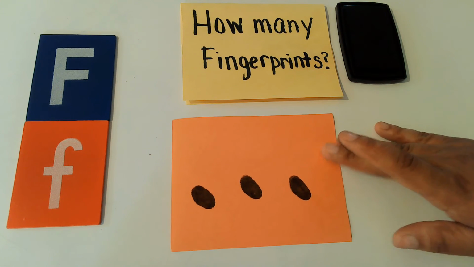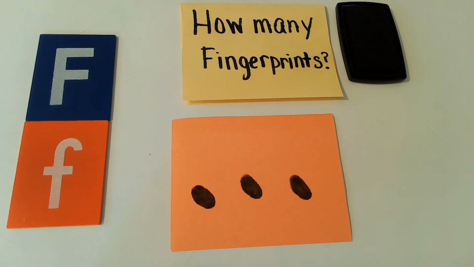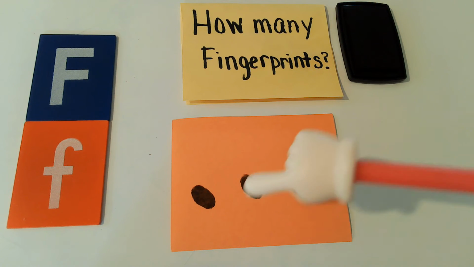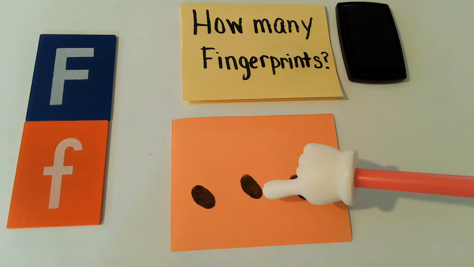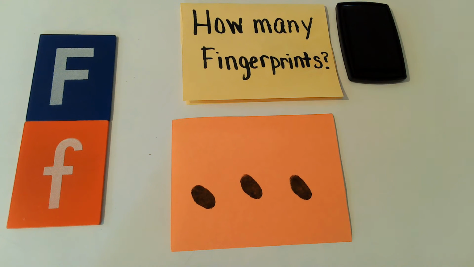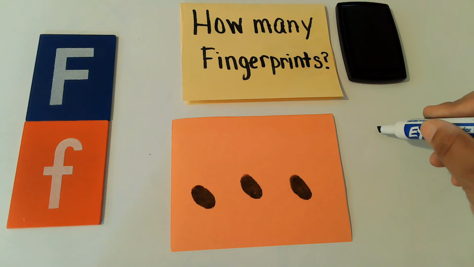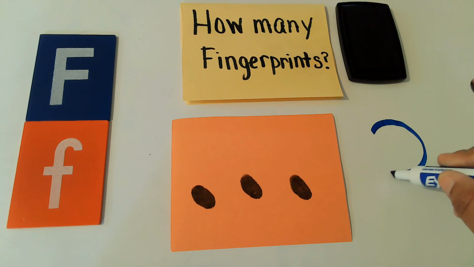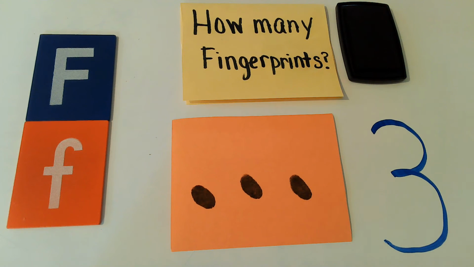All right, so there they are. How many fingerprints do you see now? Great job. Some of you did good. If not, then you can help me count. Ready? 1, 2, 3. So on this orange piece of paper, we have 3 fingerprints. And the number 3 looks like this. That is the number 3.